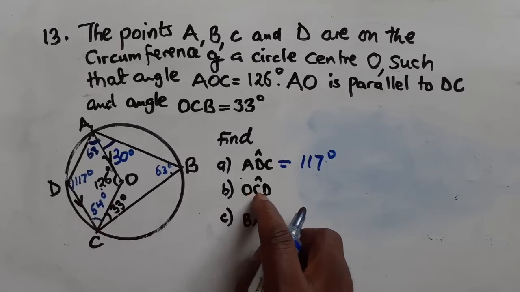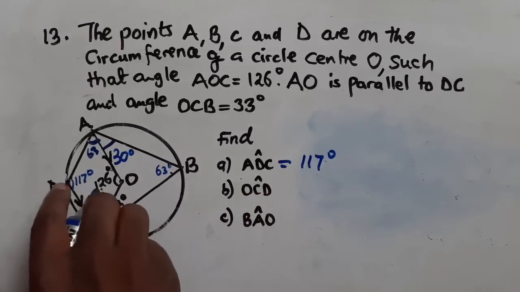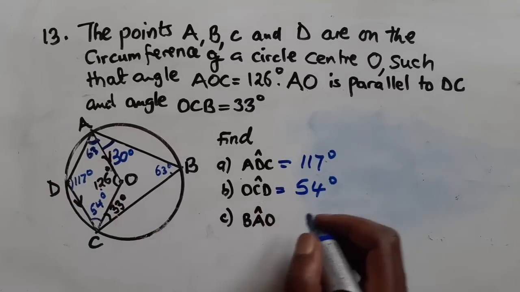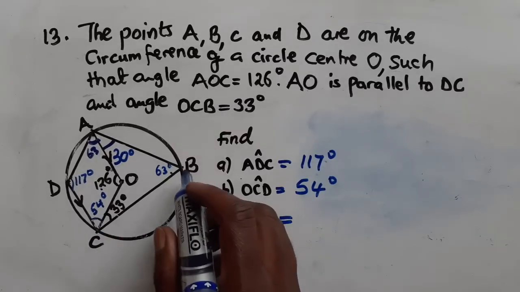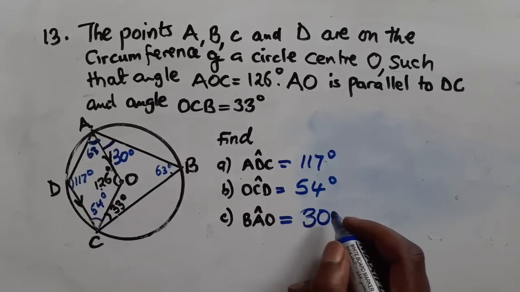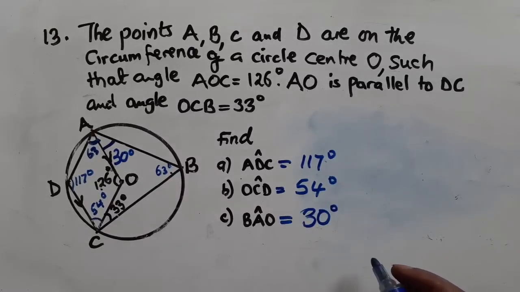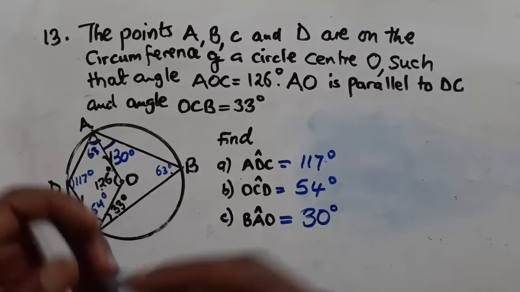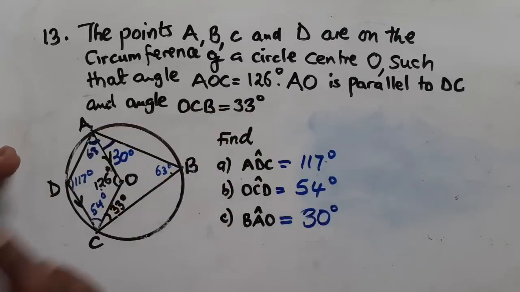Then we have OCD. Here we have 54. The last one is BAO. What do we have? We have 30, isn't it? Well, these are the answers that we have. So I did not only pay attention to getting what they asked you. I wanted to help you just find everything. Okay. So we can go to the next question, which is question 14.